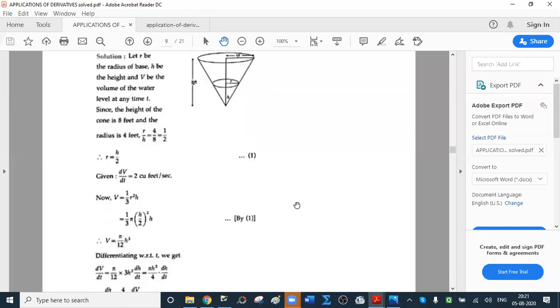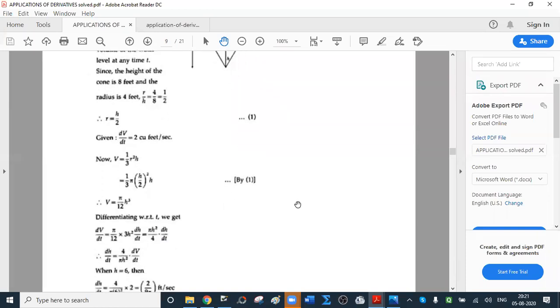So we write h by 2 square. That gives me V as pi by 12 into h cube. Now differentiate with respect to t. So dV/dt, related rates, you should know this. Pi by 12, 3h square dh/dt. That is pi h square by 4 dh/dt.